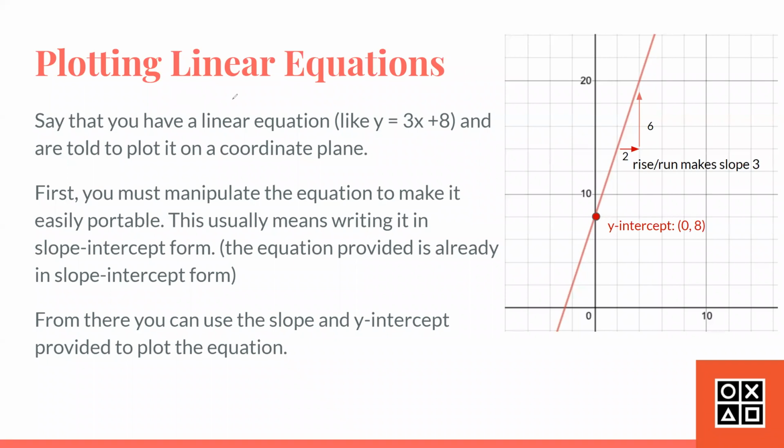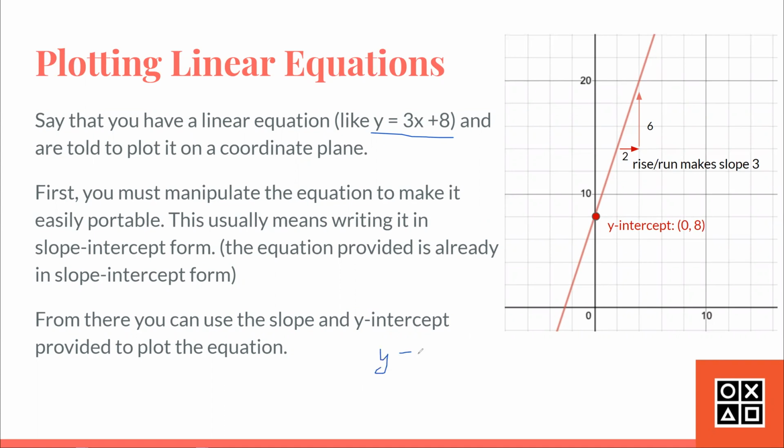Say that you have a linear equation like y equals 3x plus 8 and are told to plot it on a coordinate plane. First, you must manipulate the equation to make it easily plottable. This usually means writing it in slope-intercept form. The equation provided is already in slope-intercept form. To reiterate, slope-intercept form is y equals mx plus b form, and the original equation is y equals 3x plus 8. So that's already in slope-intercept form.